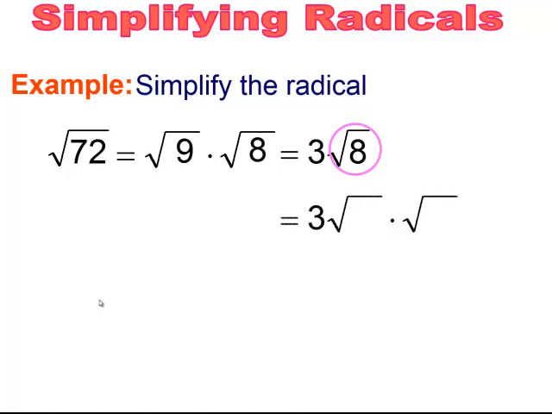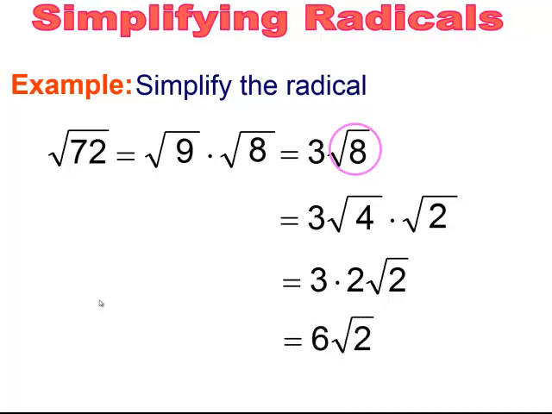I take that radical 8. That radical 8 has a perfect square of 4 in it and my leftover of 2. Then I simplify the square root of 4, and it becomes the square root of 2. Then I multiply that 3 to the 2 that's on the outside, and you see we get the same answer, 6 radical 2. This would be in simplest radical form. So remember to look at your leftover radical and see if there are any perfect square factors in it. If there are, then you did not factor out the highest perfect square factor. So be careful when you're simplifying radicals.